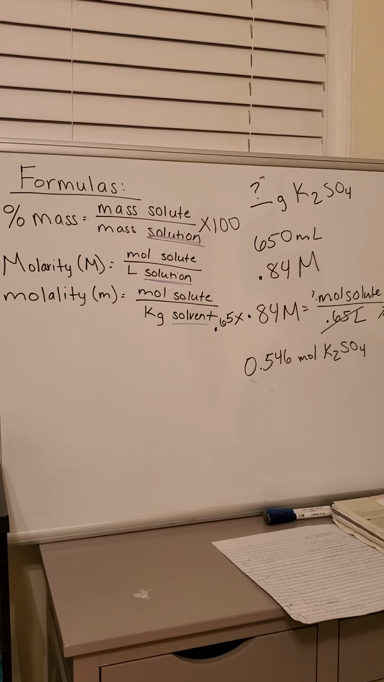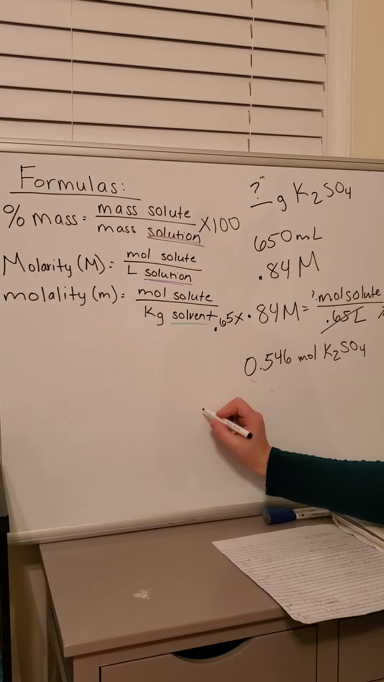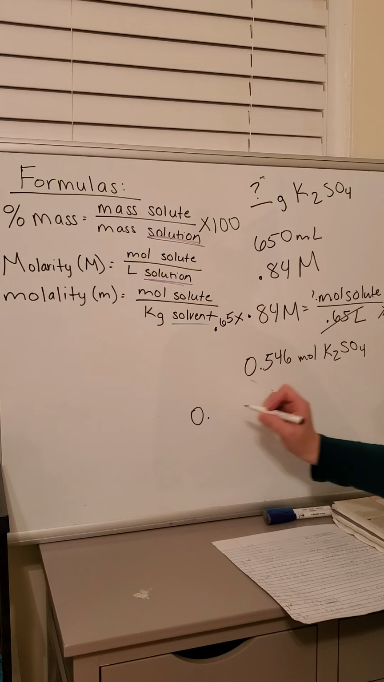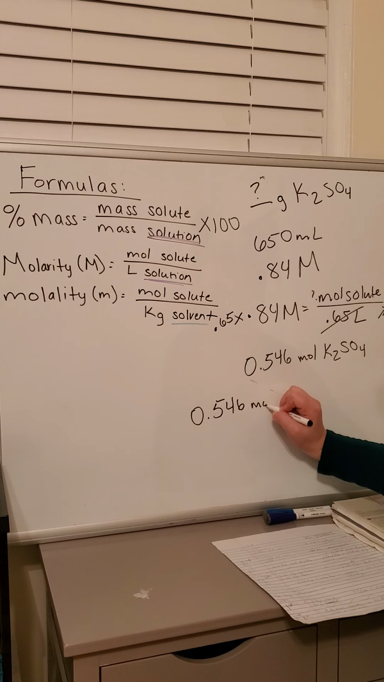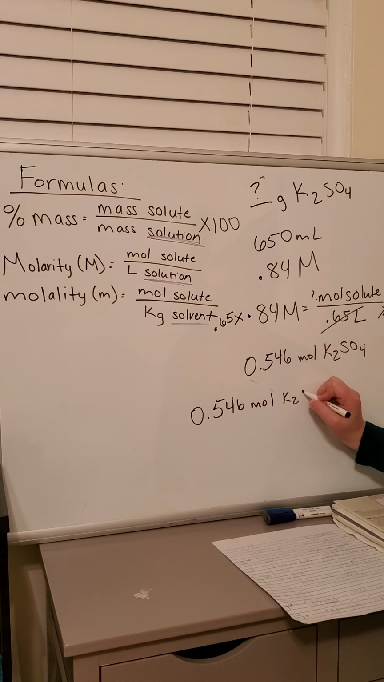But the problem didn't ask us how many moles of it we have. It wants to know how much weight, how much does it weigh. So if I were to tell you to go back in the lab and go get some K2SO4, I wouldn't tell it to you in moles, I would tell it to you in mass. Now you guys all know, how do we go from moles to mass? Molar mass. So let's start with what we solved for, 0.546 moles of K2SO4.